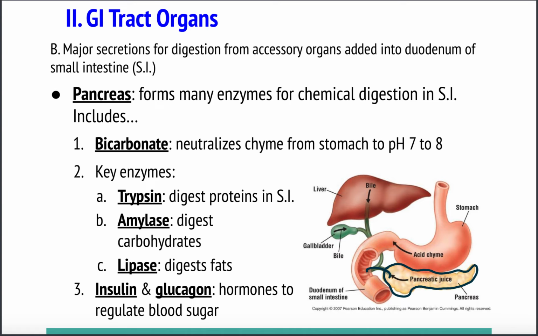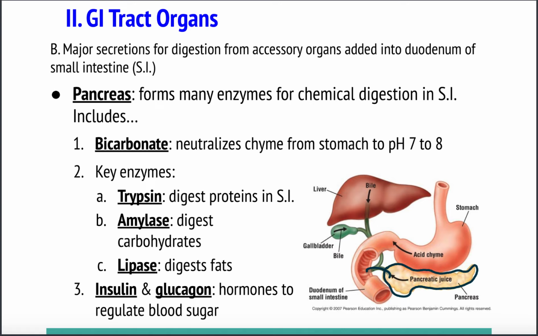So your stomach has an acidic pH of 2 to 4, and that acid can damage and burn the small intestine. But because your pancreas is making bicarbonate, it neutralizes the acid and brings it back to a neutral pH of 7 to 8, so that everything in your small intestine is at a pH of 7 to 8. That's not going to be damaging.